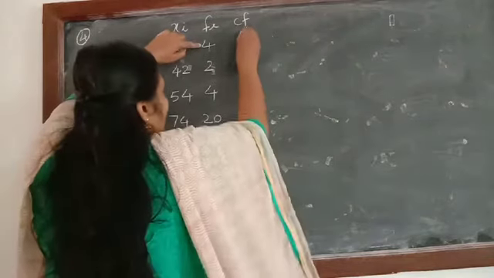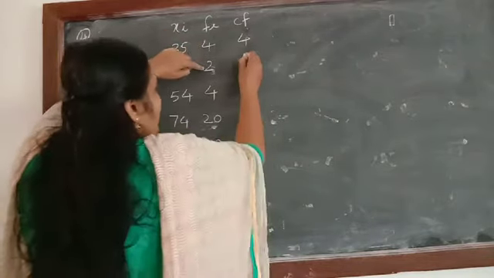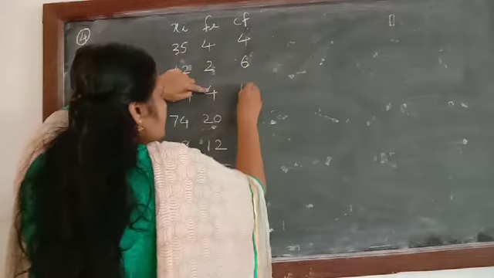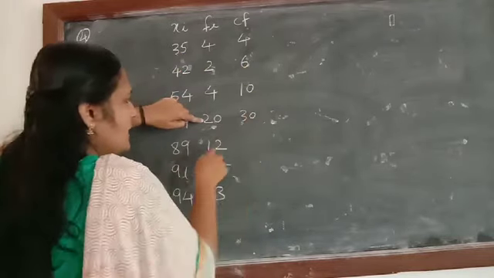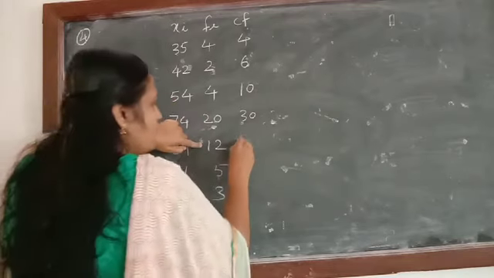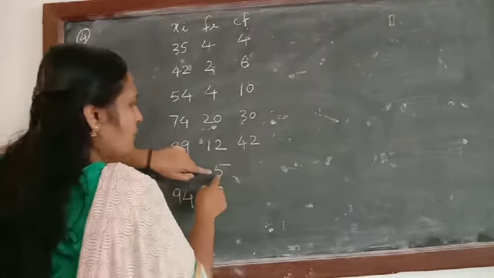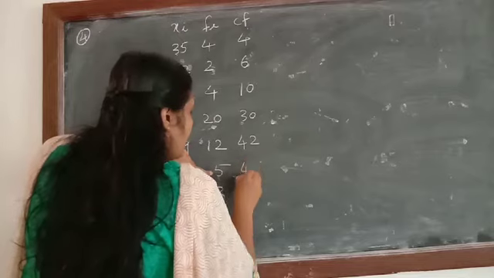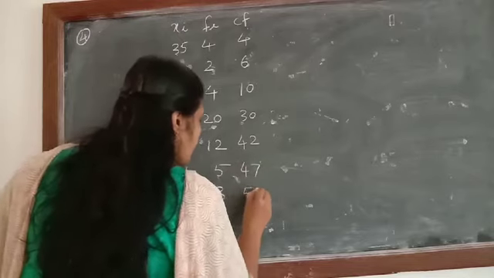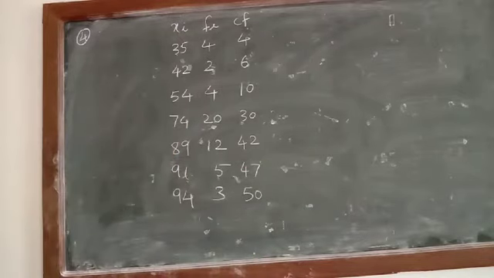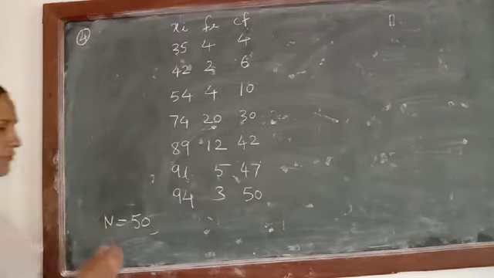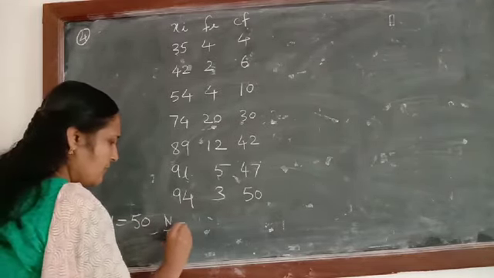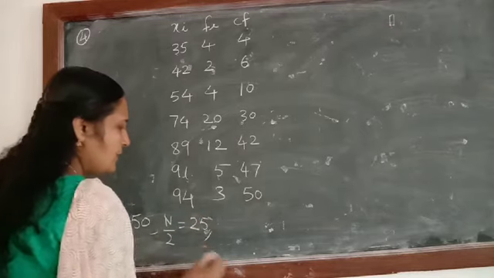So now we have to add: 4, 4 plus 2 is 6, 6 plus 4 is 10, 20 plus 10 will be equal to 30, 30 plus 12 will be equal to 42, 42 plus 5 will be equal to 47, plus 3 is equal to 50. So what we are getting here, n is equal to 50. What we want is n by 2. n by 2 will be equal to 25.